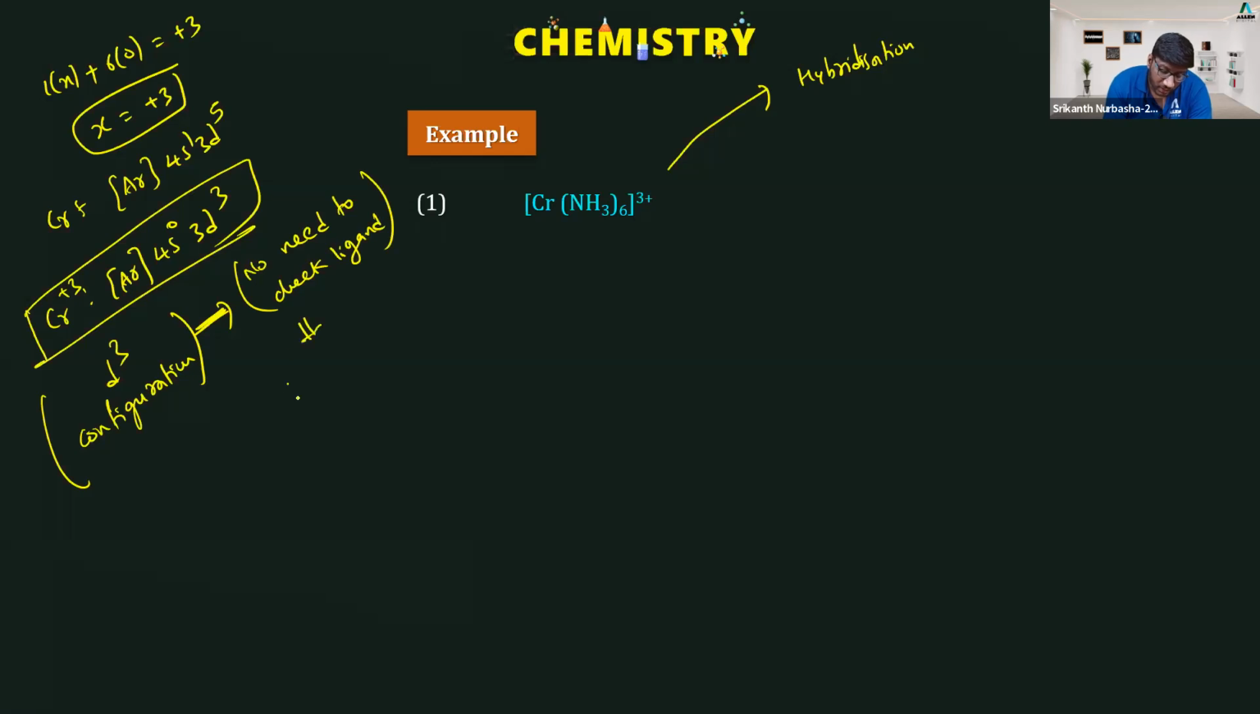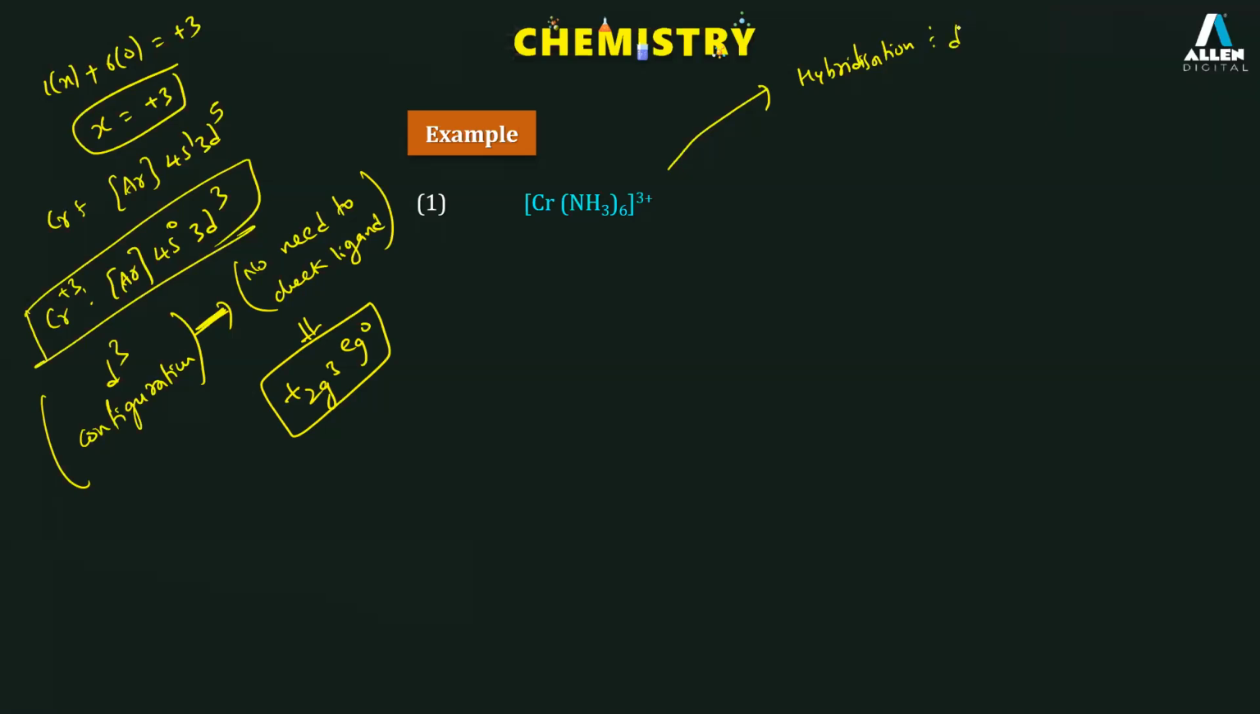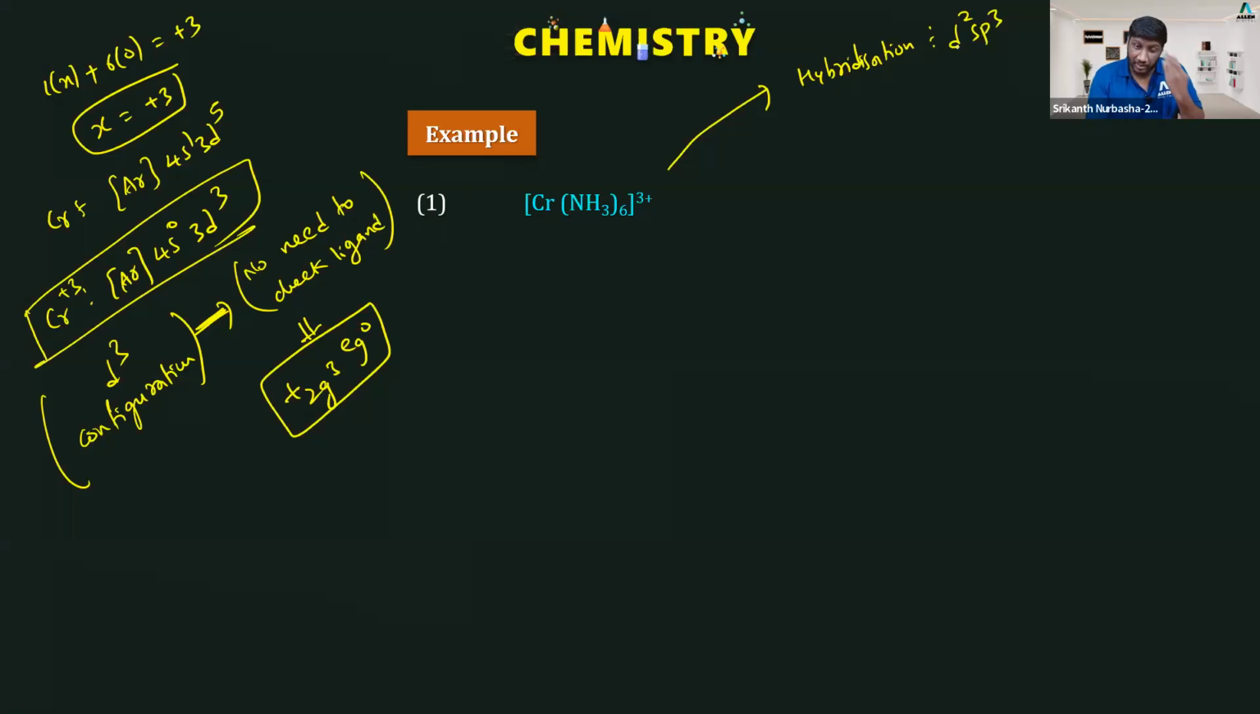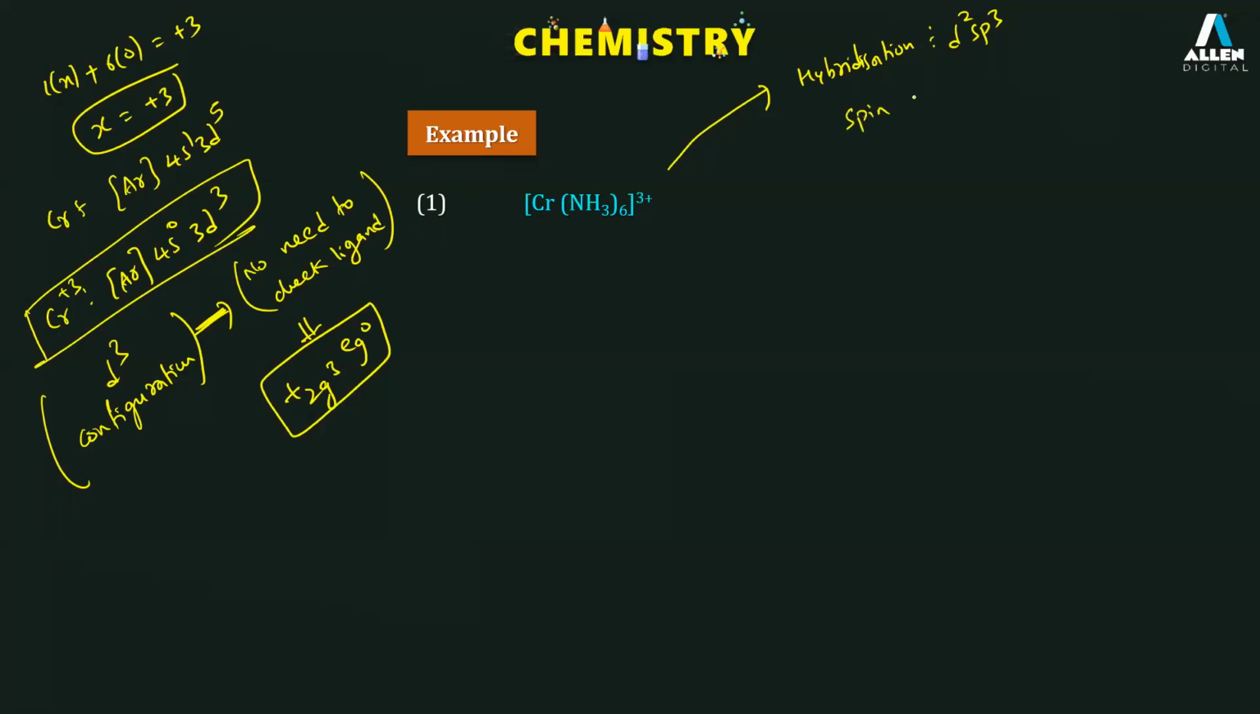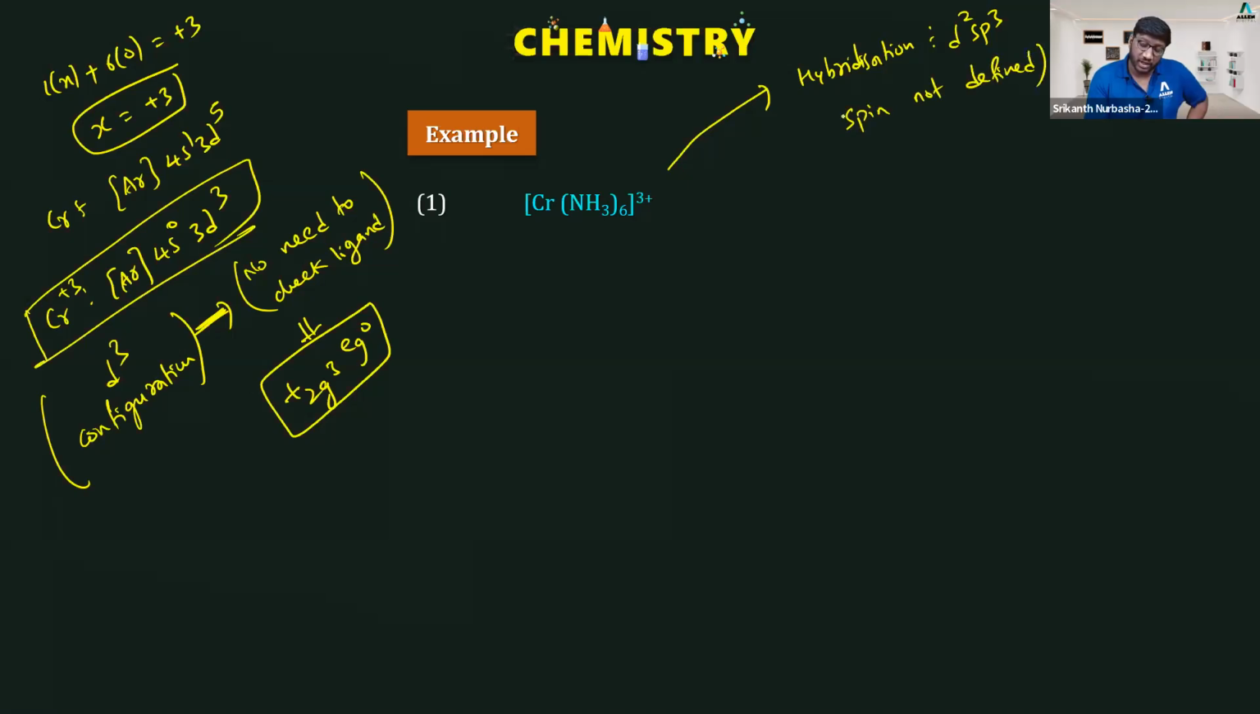So what will be the electronic configuration? The electronic configuration of d3 will be t2g3 eg0 according to CFT. And what will be the hybridization? Eg0 means the hybridization should be d2sp3. What about spin, low spin or high spin? Spin is not defined. Although inner orbitals are used, do we have any pairing? No, sir. If pairing of electrons occurs, then only we should say low spin. Spin is not decreased, not increased, so spin is not defined.